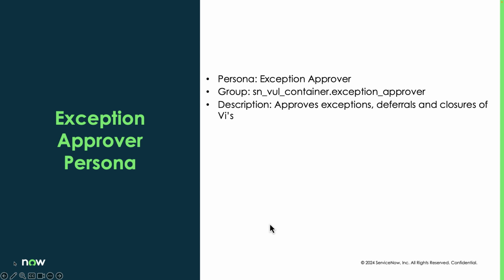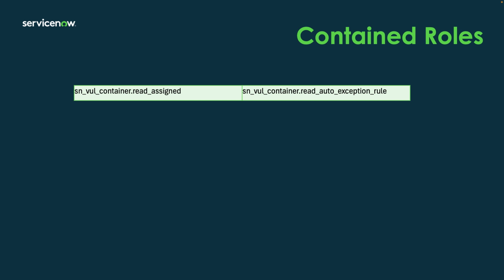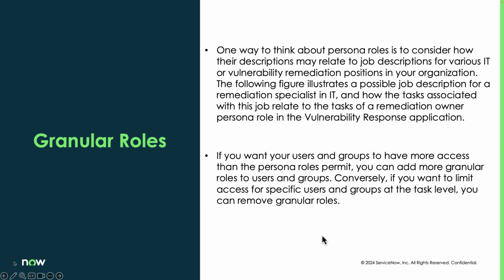Exception approver persona, right, has the ability to approve exceptions, deferrals, and the closures of container vulnerable items. And they get these two roles here. And then we have granular roles. Granular roles is just the ability to assign individual roles to grant users limited access or more access than what those base roles would give you.